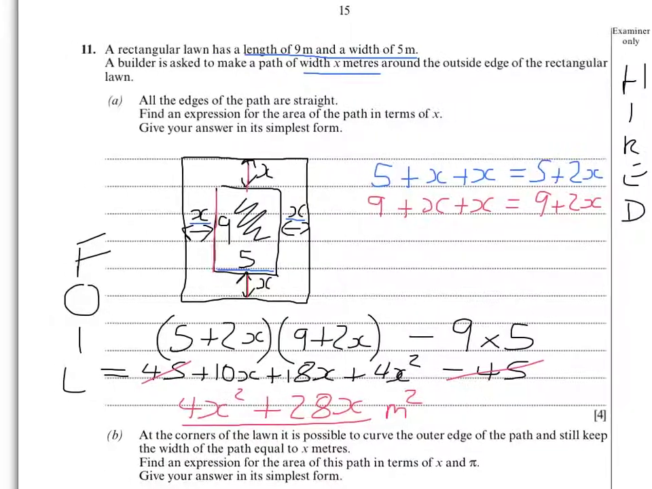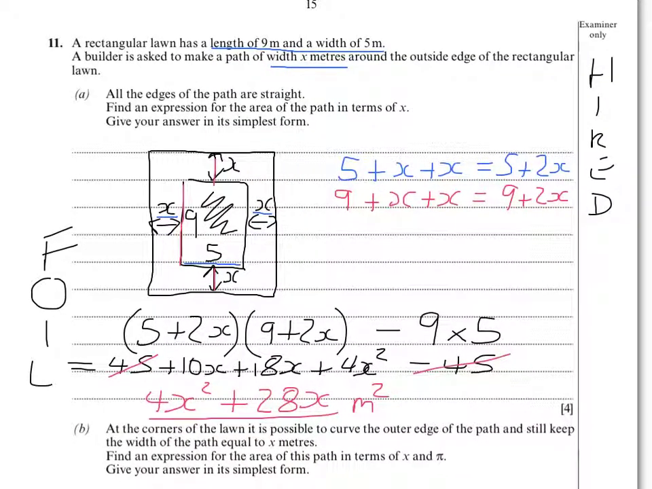And if you'd like to show off, you could take out the common terms from that expression. So you could say that you're going to take 4x out and inside leave yourself x, which gives you 4x squared plus 7. This could be because the 7 times 4x would give you the 28x.